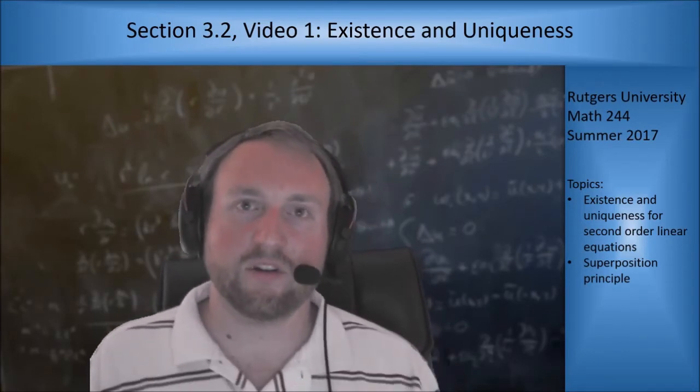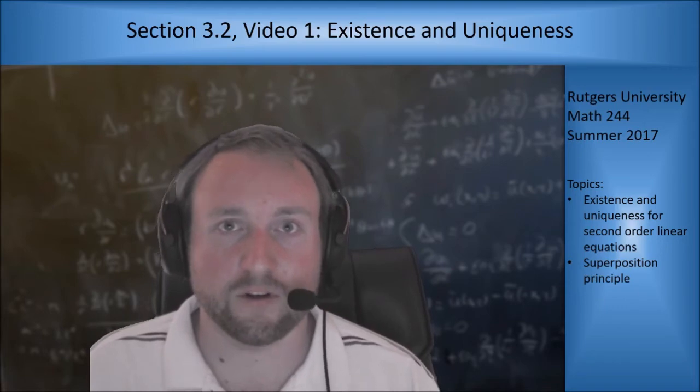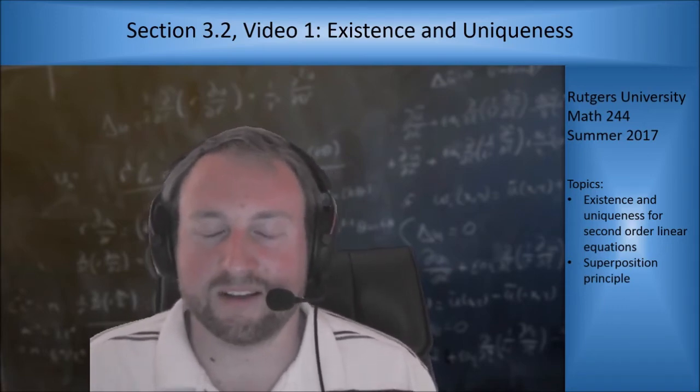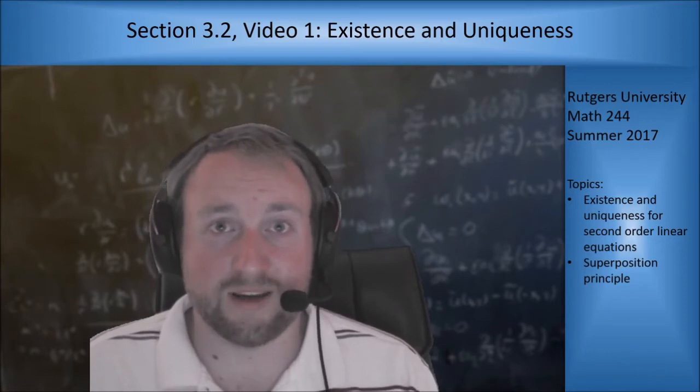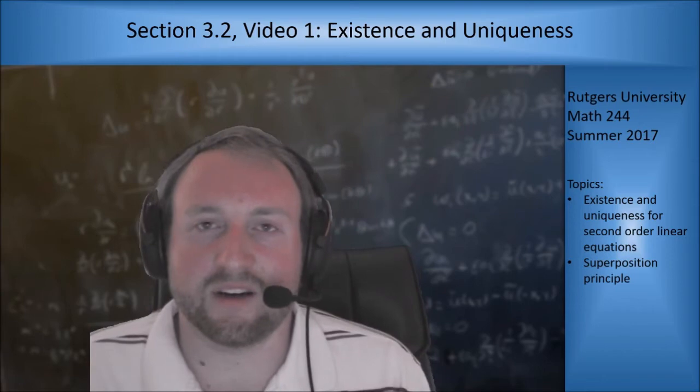So in section 3.2, we're going back into more of the theoretical type stuff that we saw in 2.4 and 2.8. And again, we're not going to really prove any of this stuff, because what we would need to use in order to prove these things is well beyond the scope of this course. But we're still going to talk about them because they are useful.